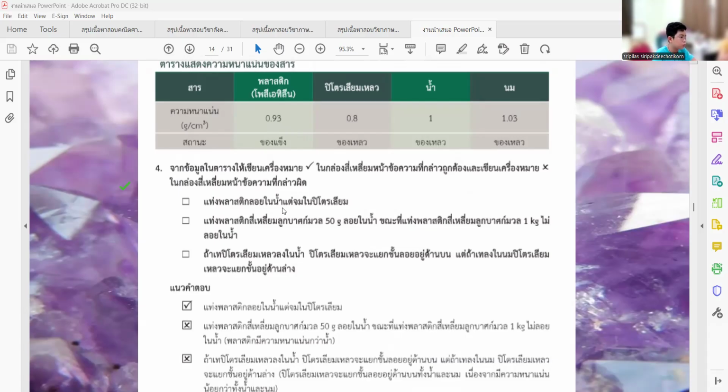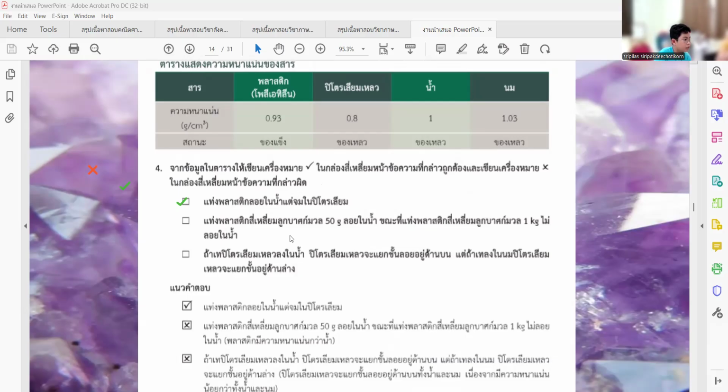Plastic floats in water but sinks in petroleum. Correct. Why? Because plastic is less dense than water. But since petroleum is also less dense than water, petroleum is also less dense than the plastic. So that's why the plastic sinks. Said wrong. Okay.